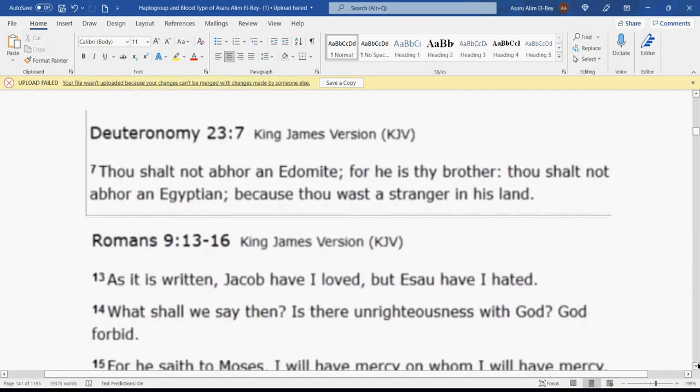All right. Now, the Edomites come from the same blood lineage of the E1B1B, which is Hamitic, Ham.